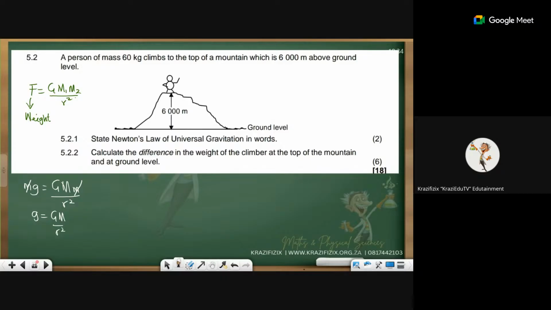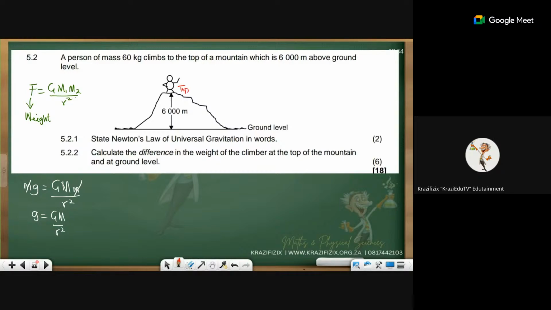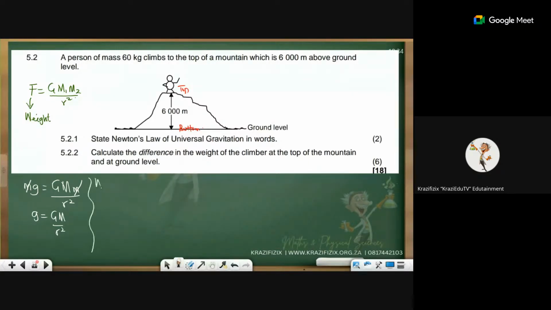So that the examiner says the weight, they only change that. They want you to use this formula. So now let's calculate the weight. Let's call it top and bottom, right? Top and what? What is going to be the weight at the top? Weight at the top would be G M small m over what? R squared.